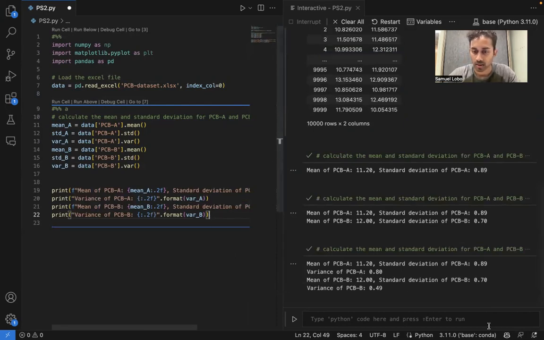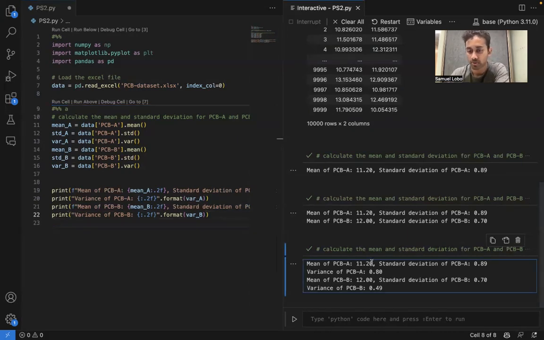Just note that you should know what the units of these are. The mean is going to be concentration in parts per million. Standard deviation is also going to be in parts per million. And the variance is going to be parts per million squared. It's the concentration squared.